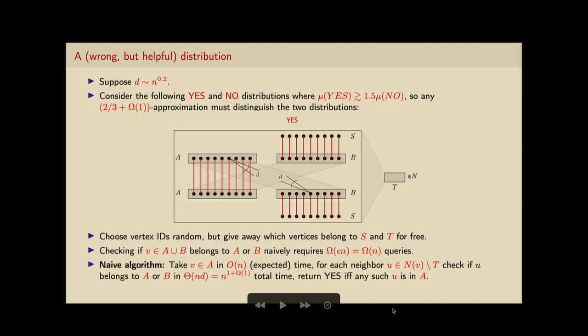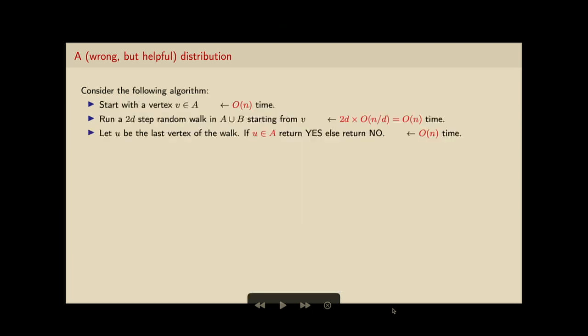But unfortunately, there's actually a smarter order n time algorithm for this distribution. So I'm going to tell you what the algorithm is, because it also shows that to prove lower bounds, we have to be careful about this kind of algorithm.